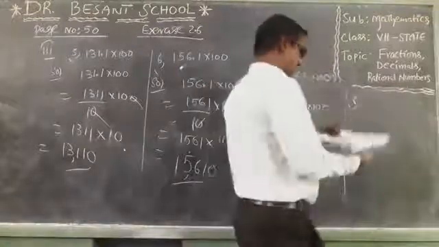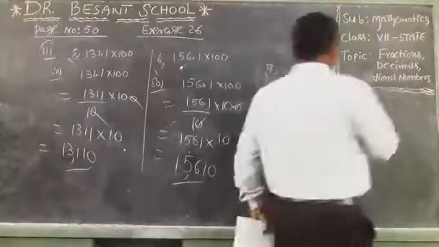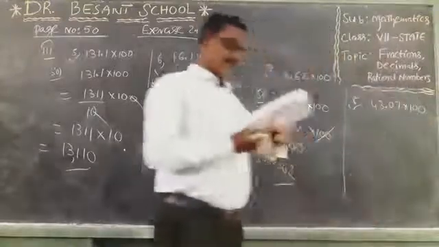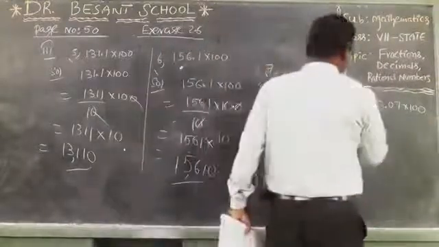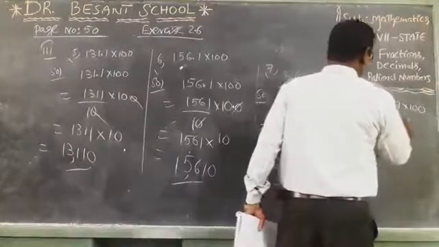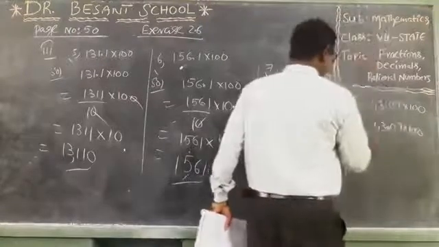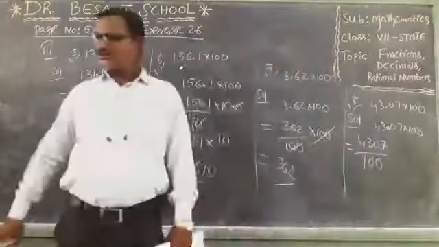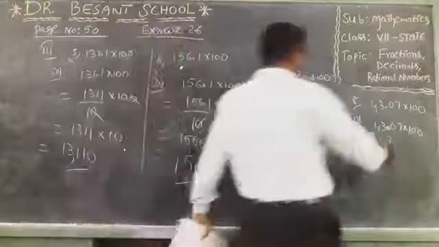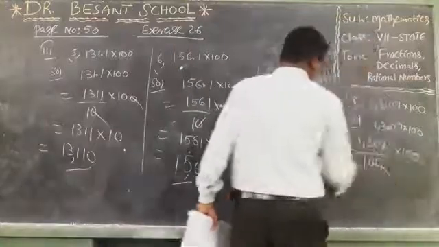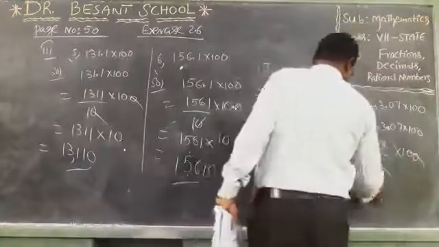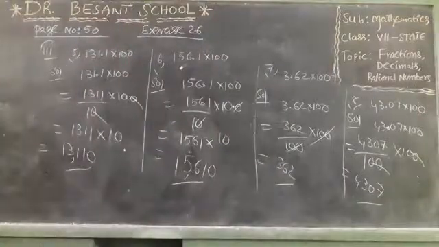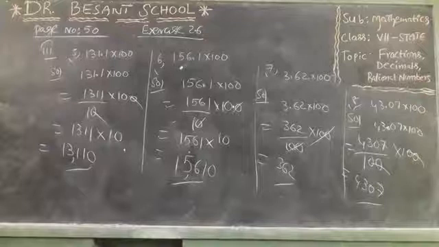One more problem, that is the eighth one. Once you verify, children, 43.07 into 100. This is the eighth one. Children, you see, this is 43.07 into 100. So 43.07 can be written as 4307 by 100 into 100. 100 cancels. The final answer is 4307. I hope that you understood all these 8 problems from this Roman.